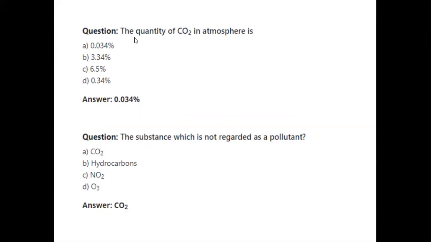Then the question: the quantity of carbon dioxide in the atmosphere is how much? 0.034%. Option A is the right answer here. Which substance is not regarded as a pollutant: carbon dioxide, hydrocarbons, NO2 or O3? CO2 is not regarded as a pollutant because it is utilized by plants for the process of photosynthesis.